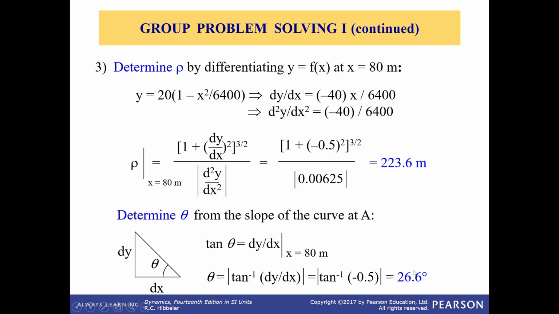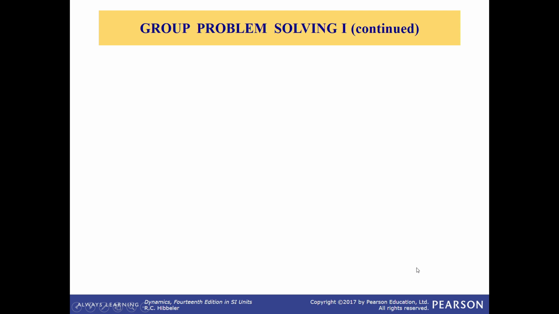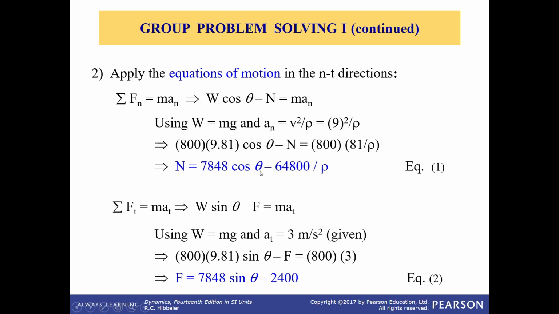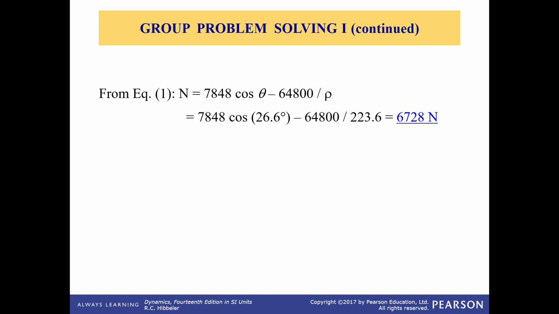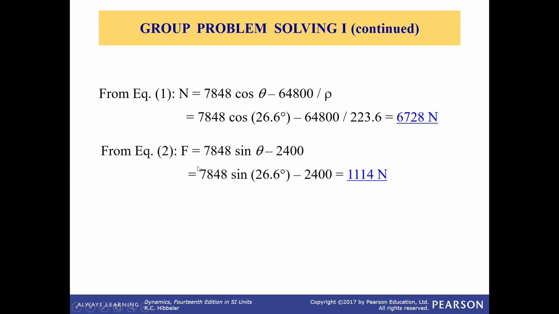Okay, once you know rho and theta, you have eliminated these unknowns, so you can directly get the normal force and F, the frictional force. From here you just insert everything, and you will get N, the normal force, equal to 6728 Newton, and I also have the frictional force equal to 1140 Newton.